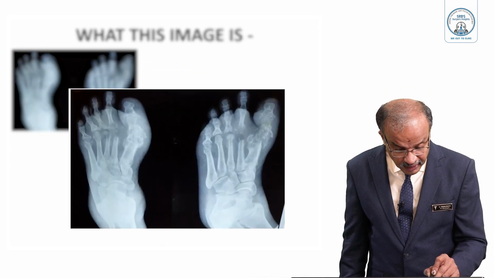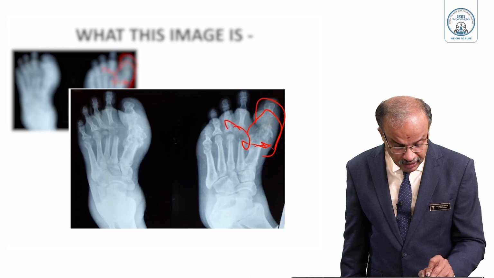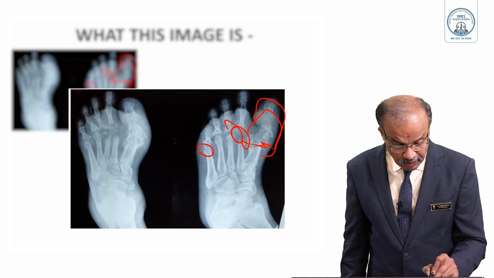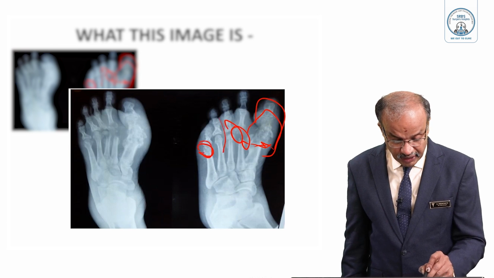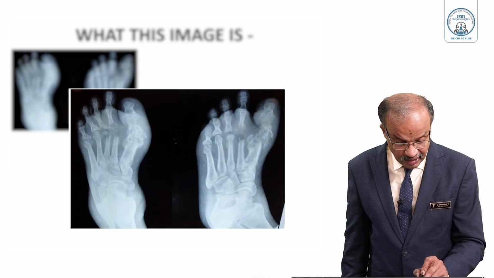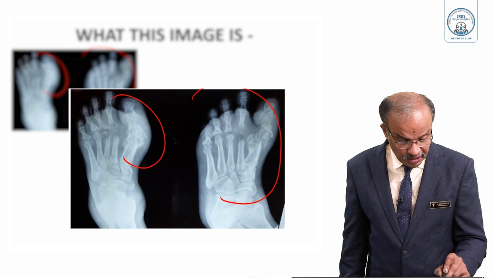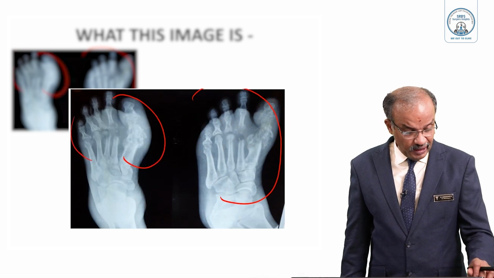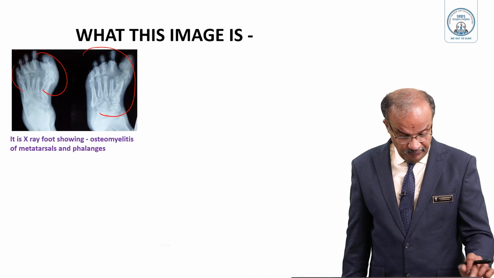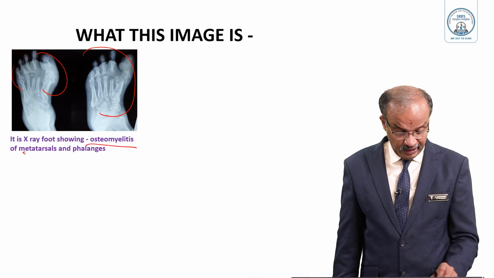You can see all this destruction here, osteomyelitis actually, destructed bone, eroded bone, even the second, something in the third, the fourth, and the fifth also, third not much. You can see all the destructed areas; this is the lateral X-ray, this is the AP X-ray. In both you can see destruction. This is a typical X-ray of the foot showing osteomyelitis of metatarsals. Very typical X-ray of osteomyelitis.